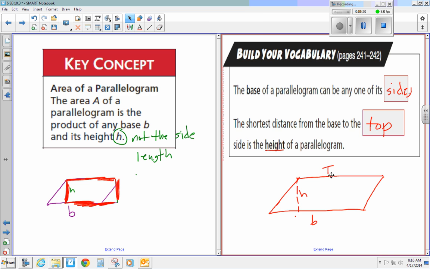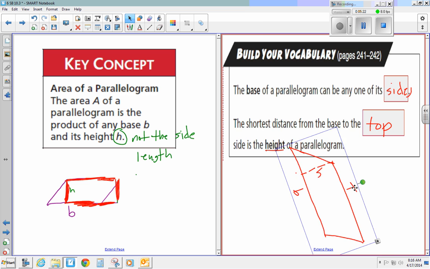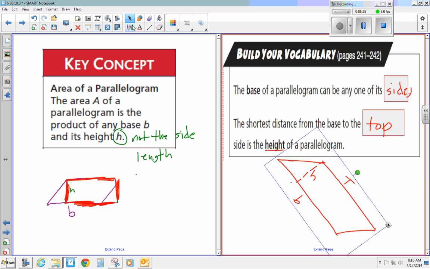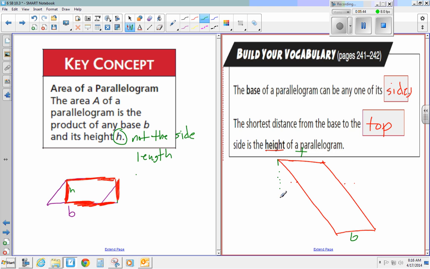Now, if I took this parallelogram and decided I wanted to look at it like this, well, now this is no longer the base, this is no longer the top, this is no longer the height. The base is now the bottom part, this is the top, and the shortest distance right here is the height. The shortest distance from the base to the top side of the parallelogram.